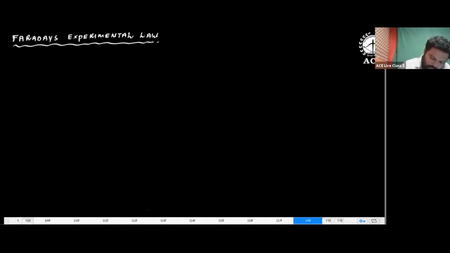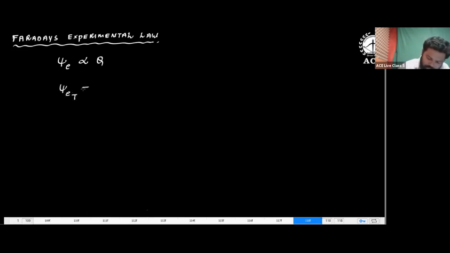What is it saying? The electric flux is proportional to the charge. If you increase the charge, the number of lines crossing the surface increases. Clear? And further, what Faraday's experimental law says is not just proportional. The proportionality constant here is 1.